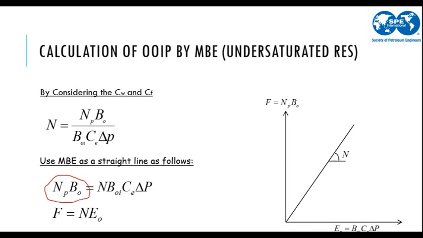This term we call F, or the flowing term. And of course, as we said, this term is compensated for by the Eo, or the expansion of oil. So we would get a straight line where F is the Y, N is the M, or the slope, and Eo is the X. And there is no constant, there is no C. That's why it will start from the origin point. Are we clear?